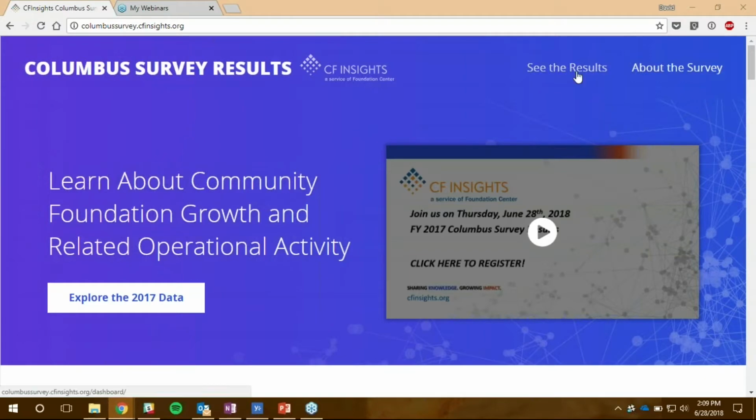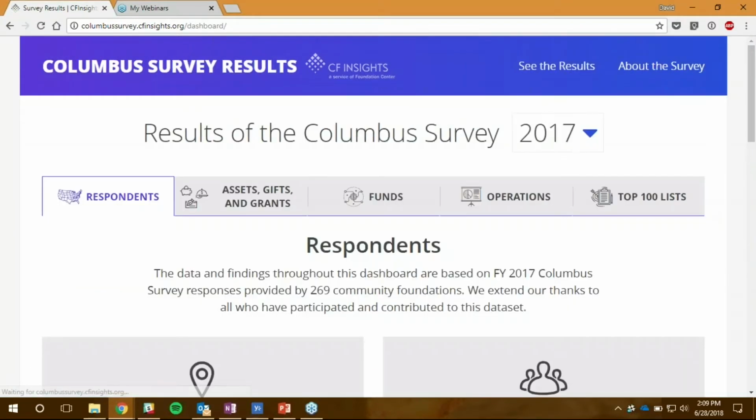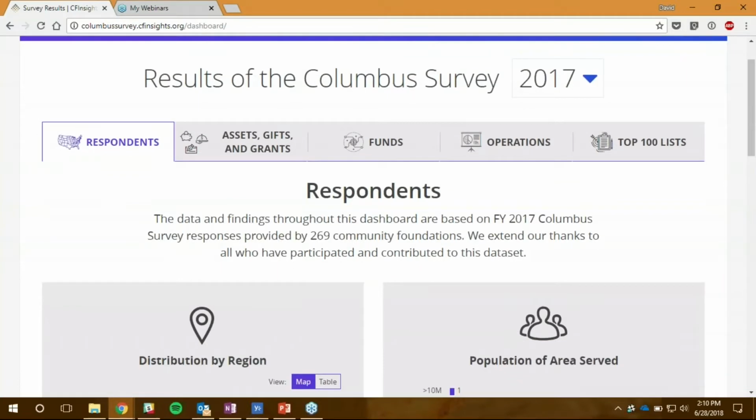But let's go ahead and actually jump into a little bit of the data. And I should also mention that the Columbus Survey Results Dashboard can be accessed at columbussurvey.cfinsights.org. I'll display the URL on a slide near the end of the program.